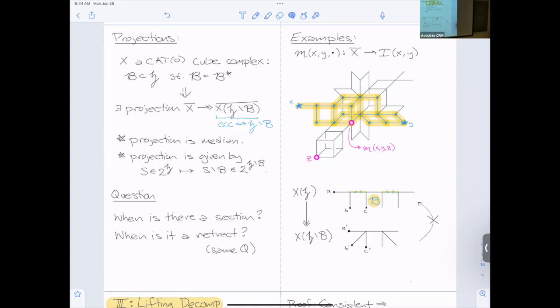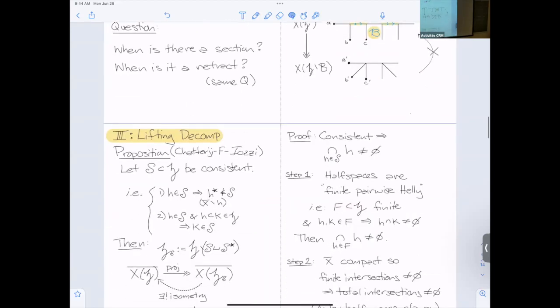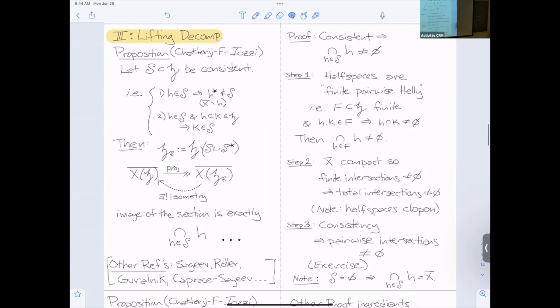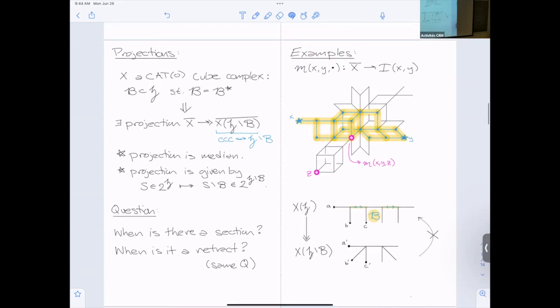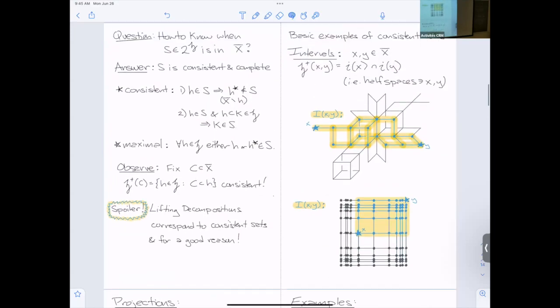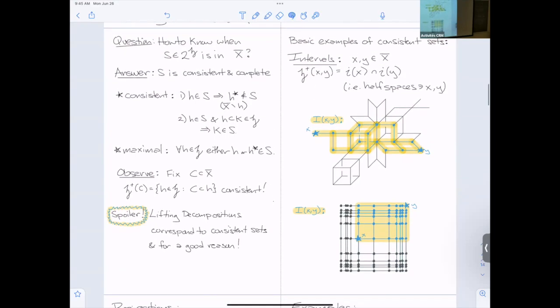So now we're going to understand when we can go backwards. Sure. Yeah. So this is coming from the canonical description of a CAT(0) cube complex from a half space structure, right? So if I remove part of my descriptions, right? Yeah, okay. So it is a little confusing sometimes.